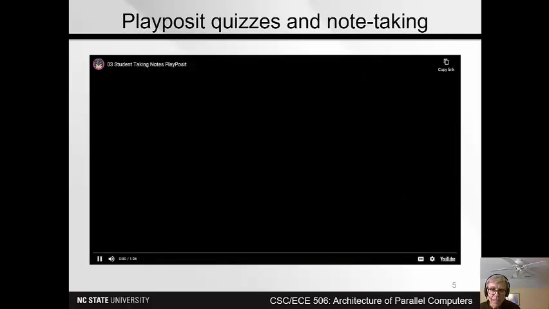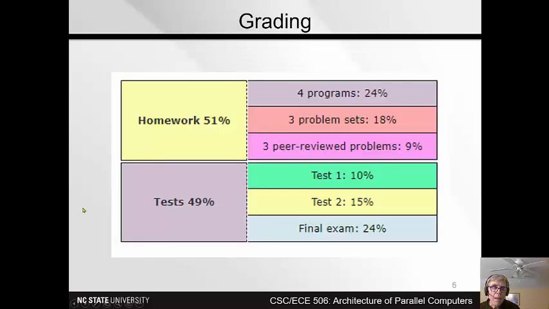Okay, so here's the homework for the semester, which is worth 51% of your grade. There are 4 programs, 3 problem sets, and 3 peer-reviewed made-up problems. The programs and problem sets are each worth 6%, and the peer-reviewed problems are worth 3% each. Tests are worth the remaining 49% of your grade.